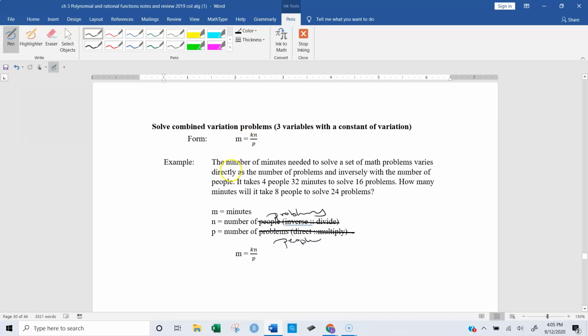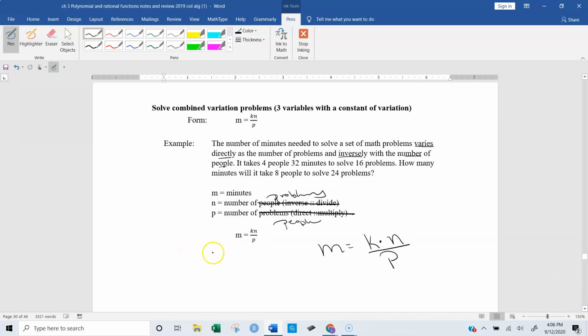All right. Okay, so the number of minutes needed to solve a math problem. So I know minutes is what I'm working with. Varies directly. So I know minutes is equal to K times something because it varies directly. The number of problems, well, that's N. So it varies directly as the number of problems, but then it says and inversely. So inversely is divided. So now I got to divide the K by the number of people. And then the P goes down here. So that's my equation.